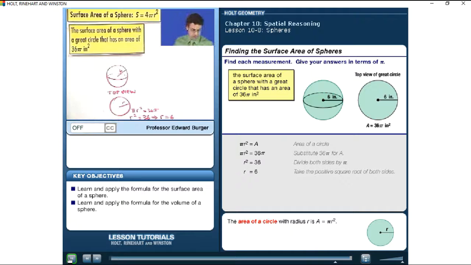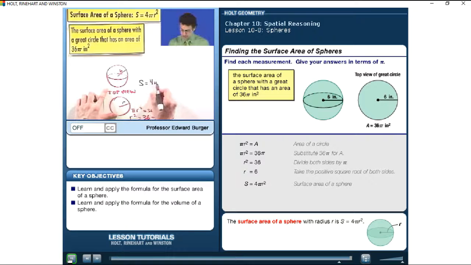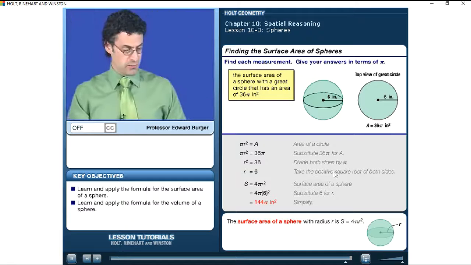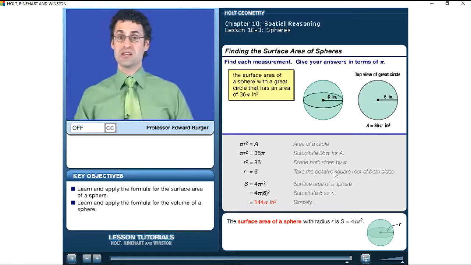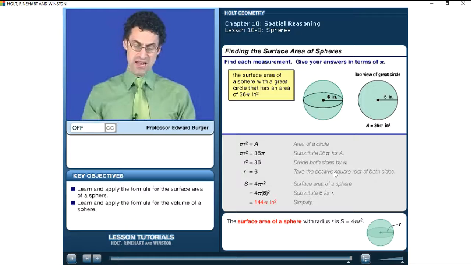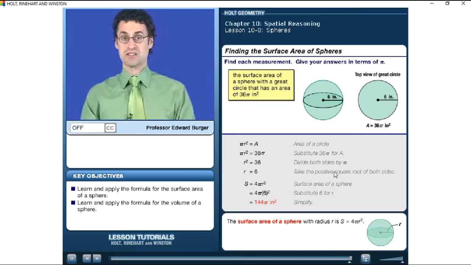That's not the answer. That's the key to unlock the answer, because now I can find the surface area. It's 4 times pi times 6 squared, which is 36. And so I see 144 pi, and my units are inches squared. And so you can see that we can use lots of different pieces of information, sew them together, and actually answer lots of interesting, fun questions involving spheres.